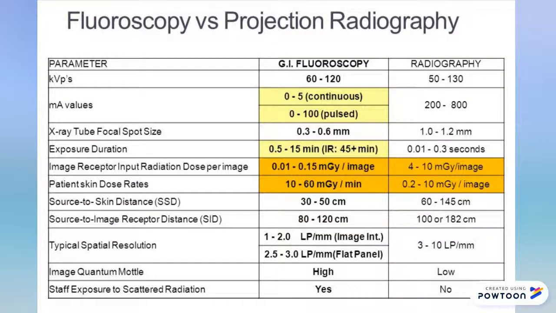Although fluoroscopy has lower mA values, it has a higher exposure duration, which is between 0.5 to 15 minutes, when compared to radiography, which is only done in a matter of seconds. Thus, it contributes to a higher patient skin dose rate in fluoroscopy compared to radiography. That's all for the radiation dose topic. Thank you.